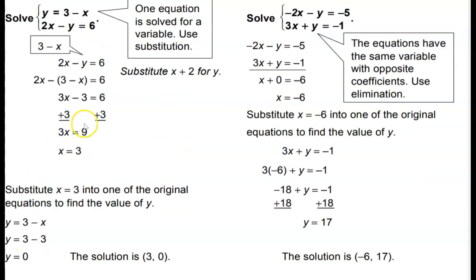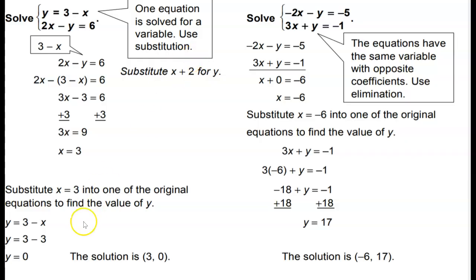Let's take a look at a couple examples here where they just go over which one to use. So here you see how it says y is equal to 3 minus x. It's already solved for y, so it's great to use substitution for this. Just take this, plug it in for y, solve, and then plug it back in to get the solution. But now, take a look at this one on the right. The equations have the same variable with opposite coefficients, right? This would be great for elimination. You just add vertically and get it. So you got different tools in your toolbox, and you use the right tool for the right job, okay?